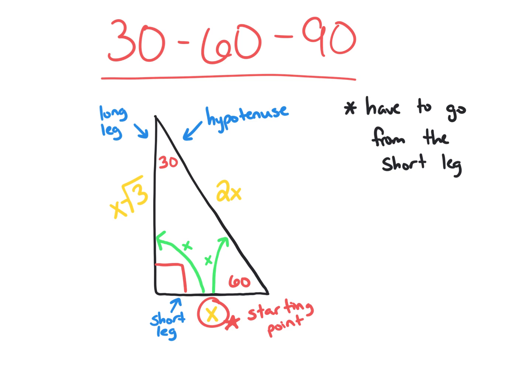Okay? So to get from the short leg to the long leg, we're going to multiply by the square root of 3. What am I going to do if I'm going to go back to the short leg from the long leg? Divide by square root of 3. If I'm going from short leg to the hypotenuse, I'm going to multiply by 2. What if I go back to the short leg from the hypotenuse? I'm going to divide by 2. Okay? How this is going to make more sense to you is if you jump right into an example.